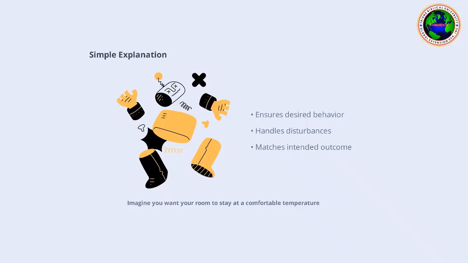Imagine you want your room to stay at a comfortable temperature or your car to maintain a steady speed. The control system is the invisible hand making sure things don't go off course. It's about making sure the actual outcome matches what you intended, even when things change or unexpected disturbances occur.